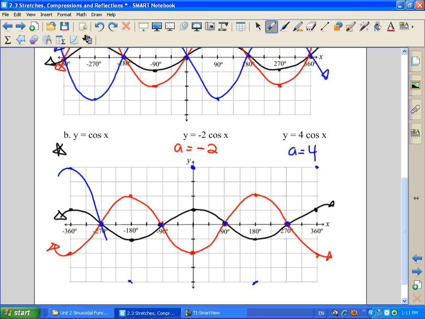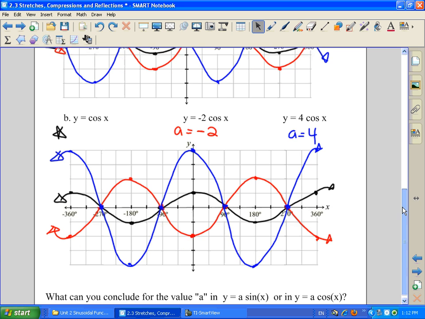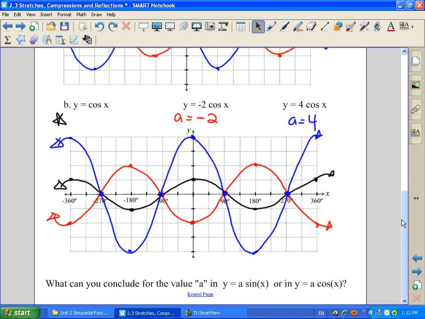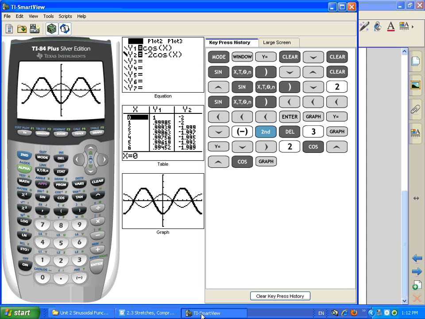And I like when you have a big amplitude because I find it's easier to draw these big sine or cosine curves when you have higher amplitude. So looking pretty cool, eh? Nice design. Some people might like that for a tattoo. All right, let's check that out here on our graphing calculator.